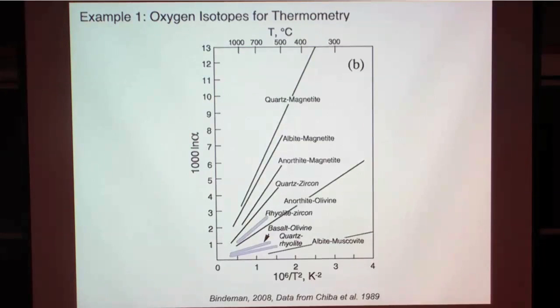And they would do this for different mineral pairs, and if they got the same temperature for all the different mineral pairs, they would say this rock formed at this temperature in equilibrium. Okay, so that's thermometry. That's how people used oxygen isotopes.